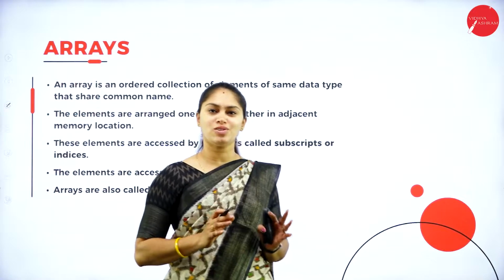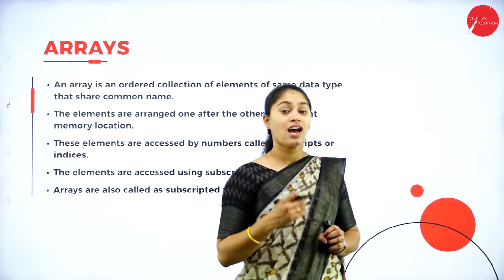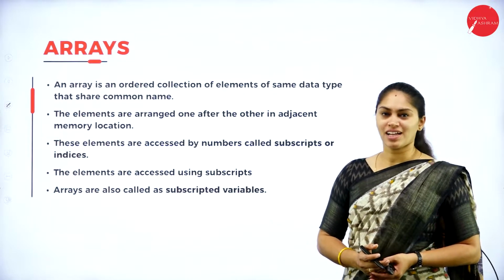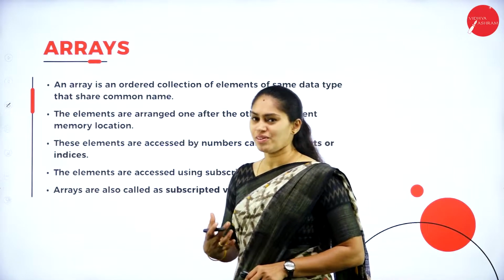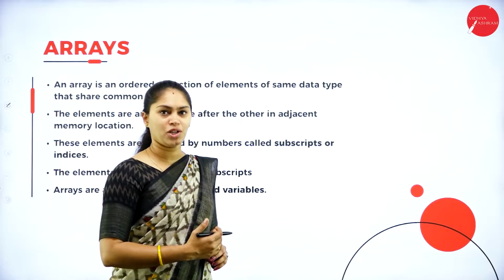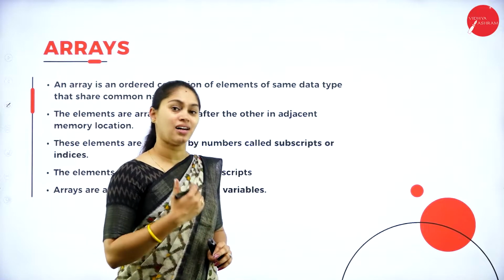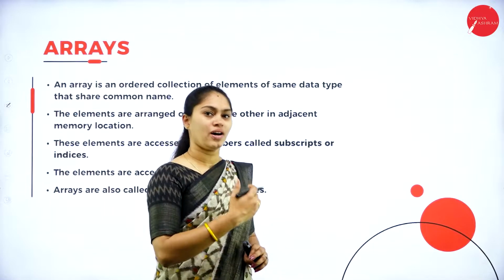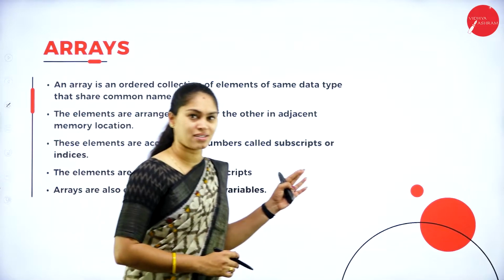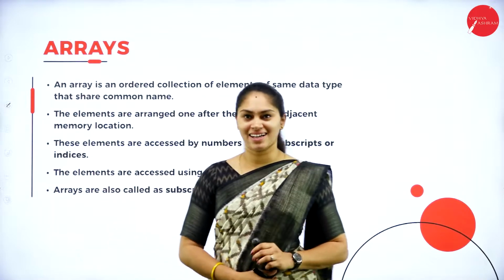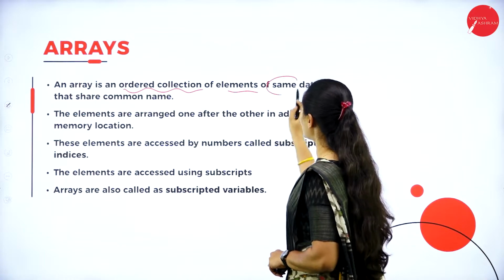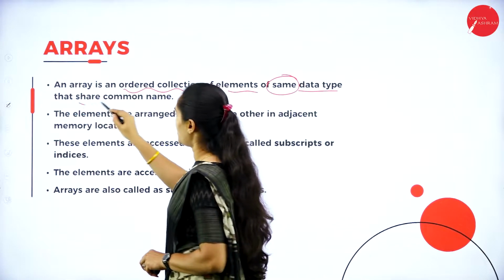So till now we got to know the basics of data structure, isn't it? We got to know the classification of data structure and how each data structure is going to work. Under that we have primitive and non-primitive. In the non-primitive, again we have linear and non-linear. Under the linear data structure, there we have this arrays concept, right? So now we'll see what you mean by an array here. An array is an ordered collection of elements of the same data type that share a common name.